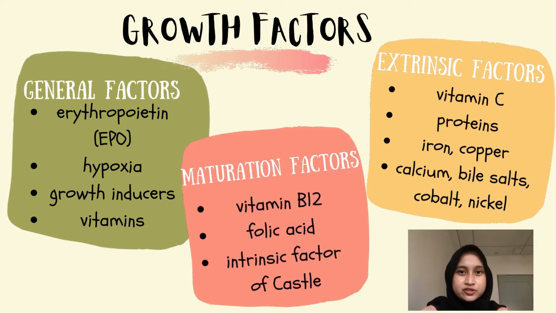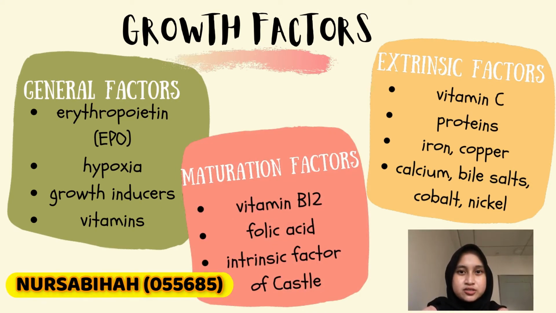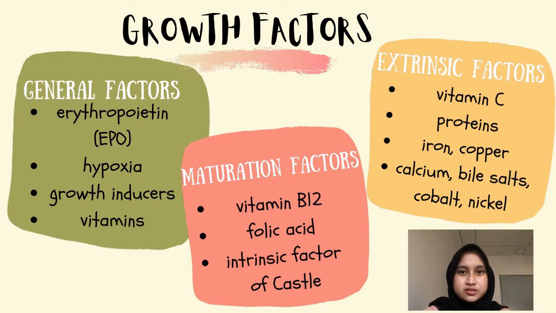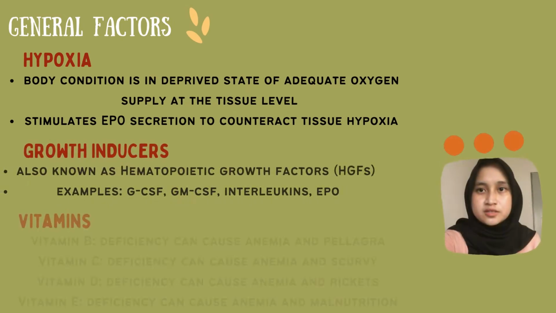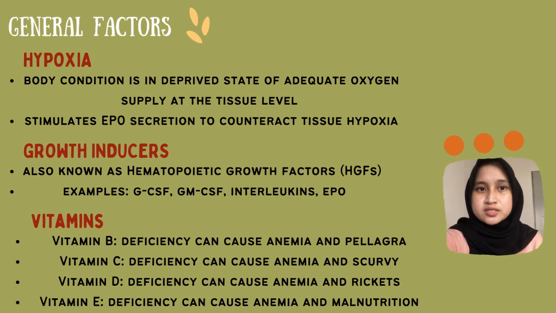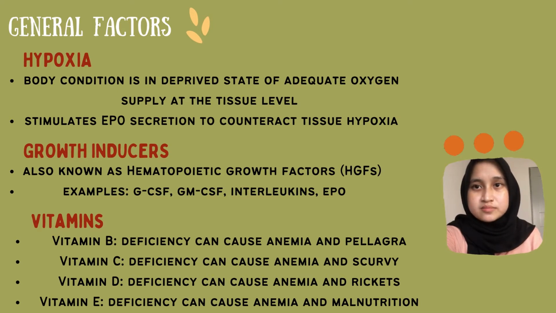For growth factors of erythropoiesis, there are three major categories, which are general factors, maturation factors, and also extrinsic factors. For general factors, first we have hypoxia. Hypoxia is the body condition when we have low levels of oxygen. So hypoxia will stimulate the EPO secretion to regulate the erythropoiesis. Next, we have growth inducers, which are comprised of G-CSF, GM-CSF, interleukins, and EPO.